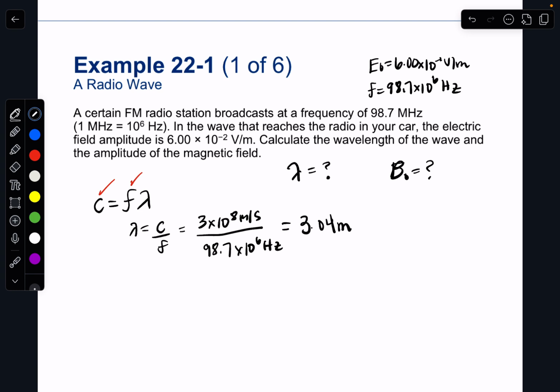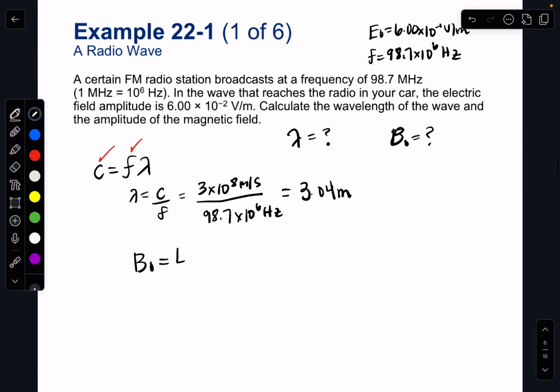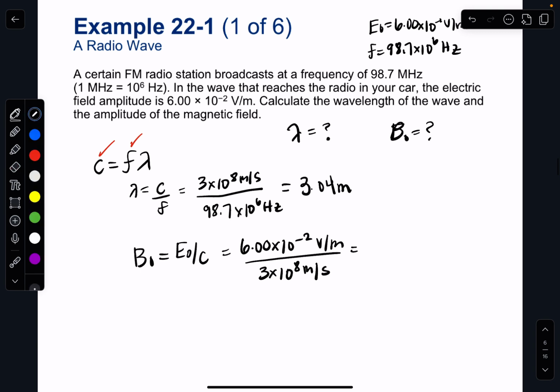So what about the amplitude of the B field? Well, you might remember the relationship between the B field and E field amplitude. B equals E naught over c. Sometimes I get them switched up. So we can easily calculate that, and we get a very little B field of 2 times 10 to the minus 10 Tesla.